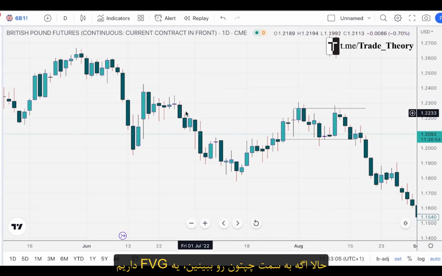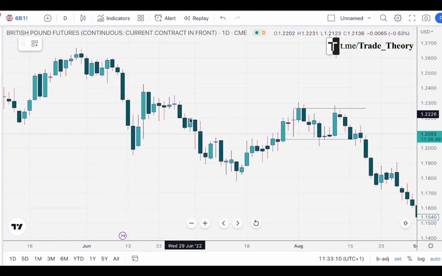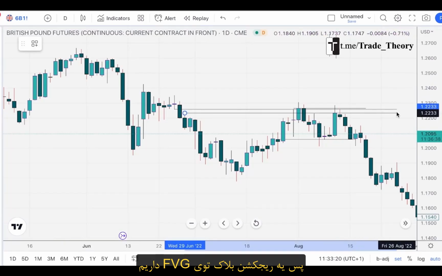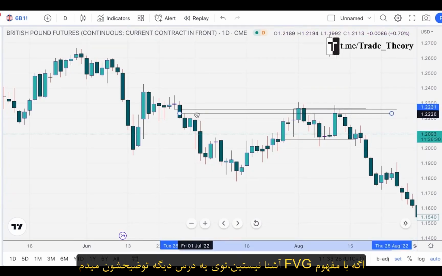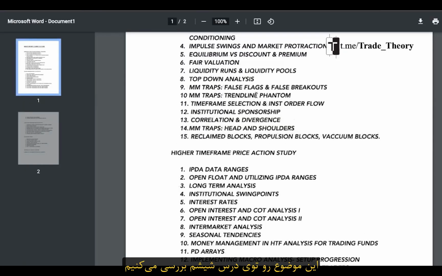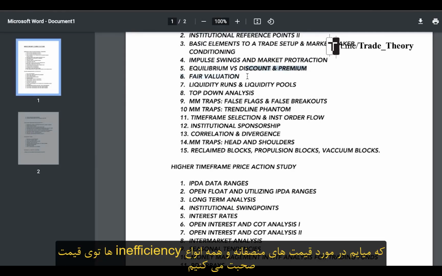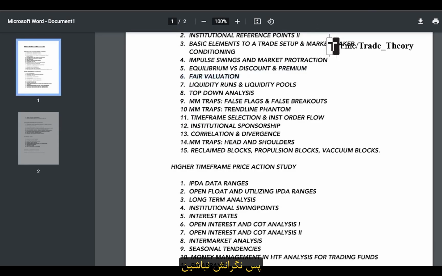Now if you look to your left, you can see you have a fair value gap. So you have a rejection block inside the fair value gap. Look at the bodies respecting this. Again, if you're not aware of what fair value gaps are, I'll do a lesson on that. That's going to be in lesson 6. When we talk about fair valuation, we're going to discuss all the types of inefficiencies in price. So don't worry about that.